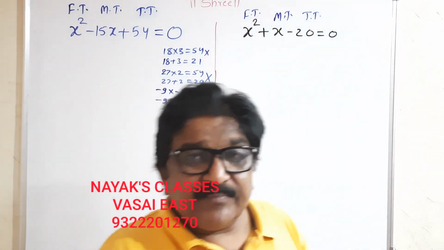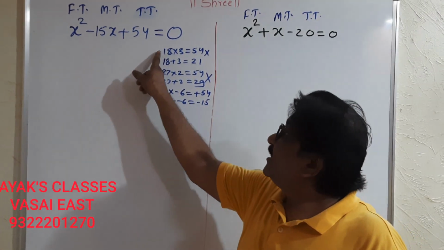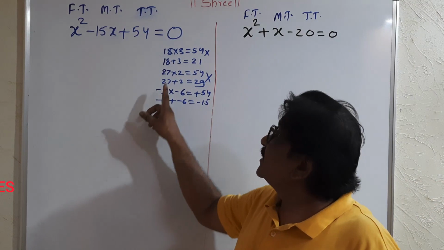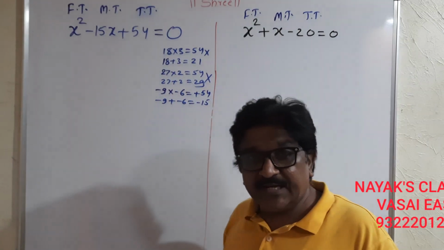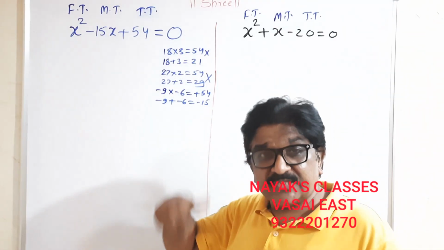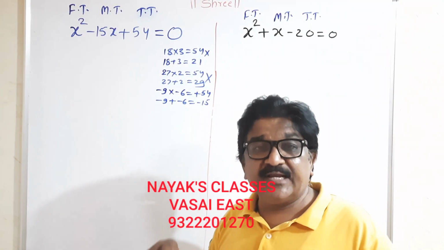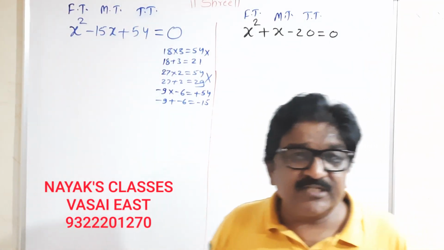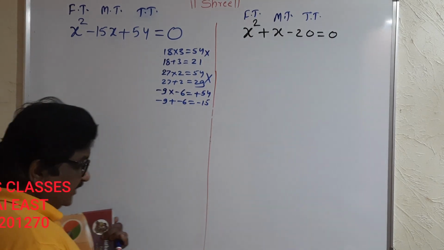So these type of examples are called splitting the middle term. We have got 18 3s are 54, but 18 plus 3 is 21, not useful. 27 2s are again 54, but 27 plus 2 is equal to 29, again not useful. But minus 9 into minus 6 is plus 54 and minus 9 plus minus 6 is equal to minus 15. These two numbers are useful. So this you might have studied in 9th standard also. This is called splitting the middle term. So I am erasing this.